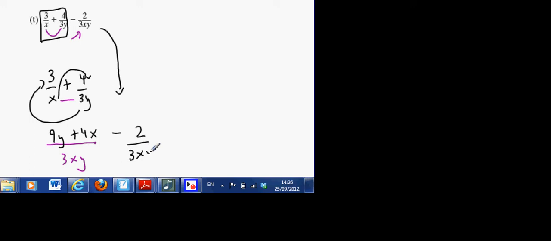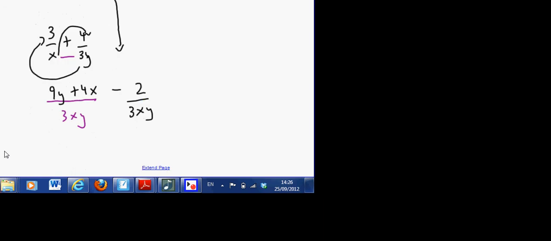And that's going to be minus 2 over 3xy. Now, I've spoken to you guys about merging your fractions. What do we mean when I talk about merging fractions? If both denominators are the same, then you can just put them over one big denominator. So it's going to be 9y plus 4x minus 2. That's a very short way of doing that question, isn't it? Is everybody happy with that?